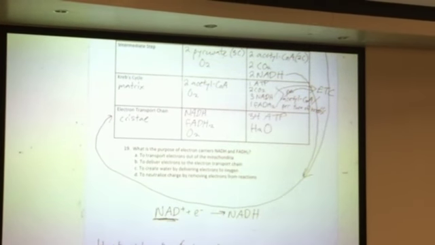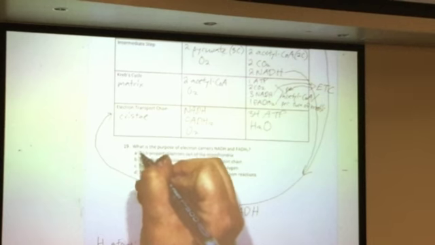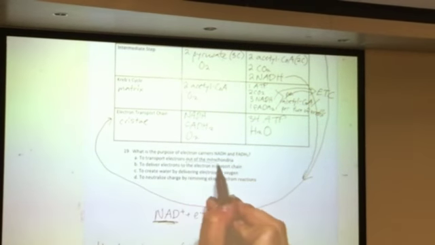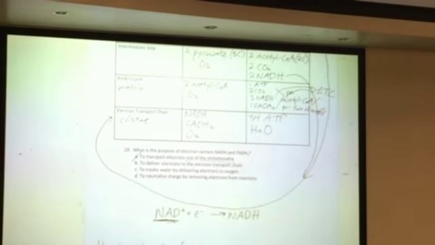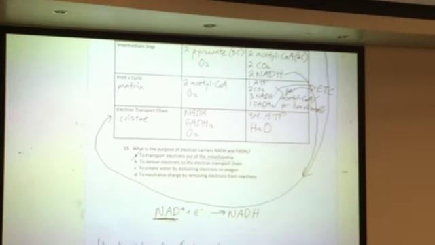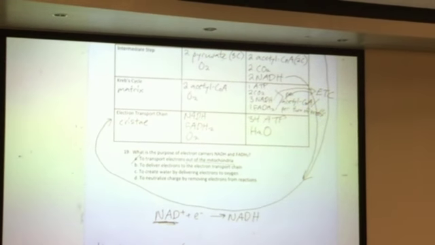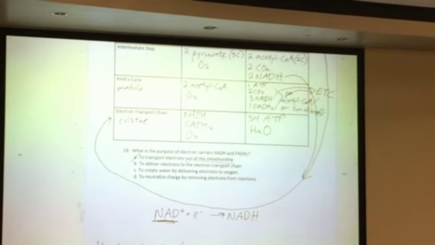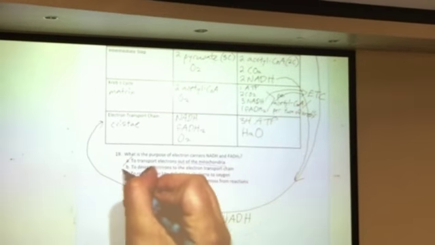Transport electrons out of mitochondria? Out of mitochondria? Read every single word, guys. Every single word of every choice. To deliver electrons to the electron transport chain. That sounds pretty good. Well, let's just check.